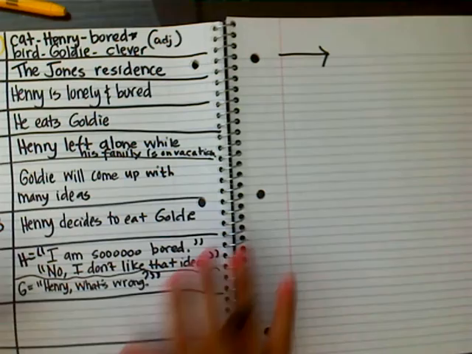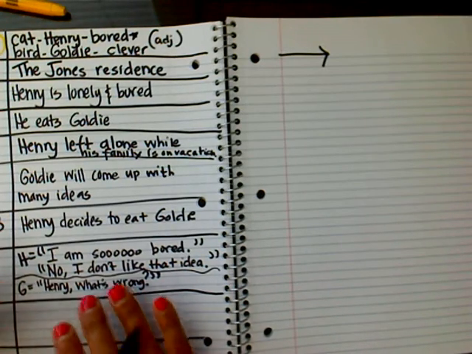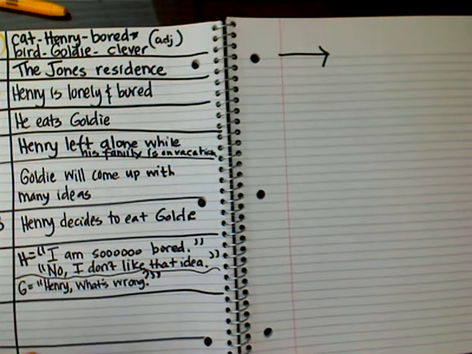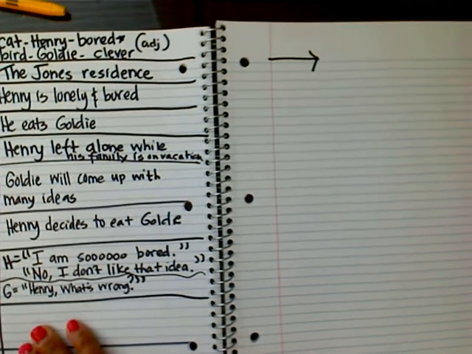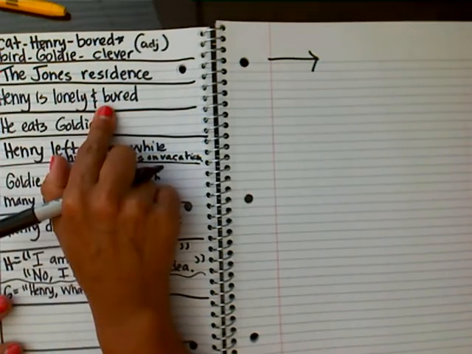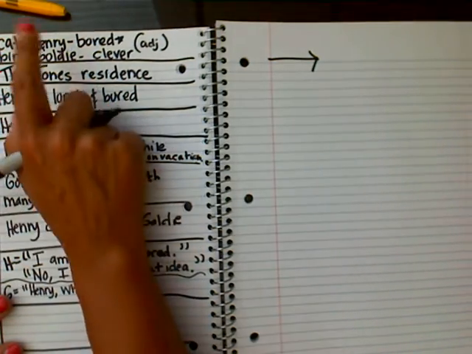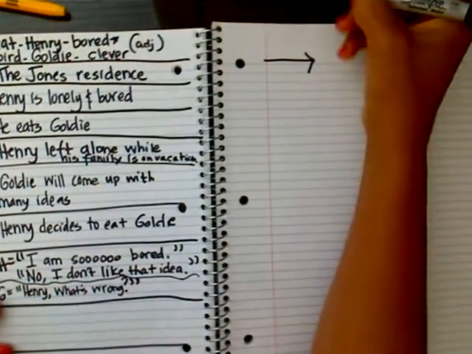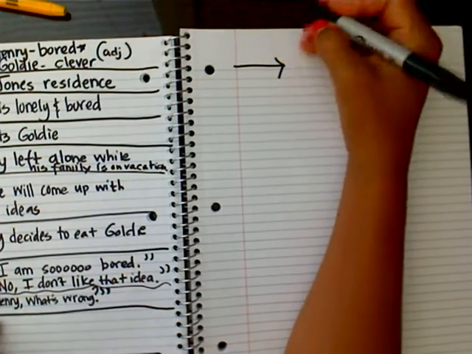All right, so a very good thing to do, and I don't have it with me right now, is the green Step Up to Writing book. It is phenomenal. For any type of writing, you should definitely have that green Step Up to Writing book. It is key. All right, so mine happened in the Jones residence, and Henry is lonely and bored, and Henry is a cat, so I want to make sure that everybody knows that he's a cat, okay? All right, I'm going to start right here.